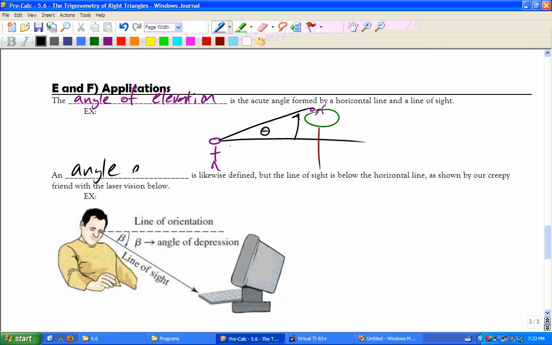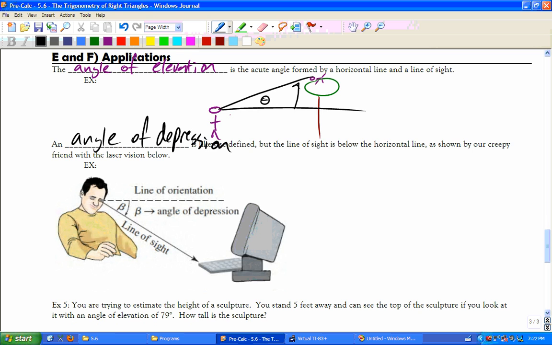Similarly, the angle of depression is likewise defined, with the line of sight, so it's exactly the same as the angle of elevation. The only difference is, instead of looking up, you're rotating down. This is an example from your book. I thought it was particularly hilarious, maybe because the guy just got a laser in eyesight. But it's taking this horizontal line, and he's rotating down to the line of sight, what they're actually looking at. That's your angle of depression.